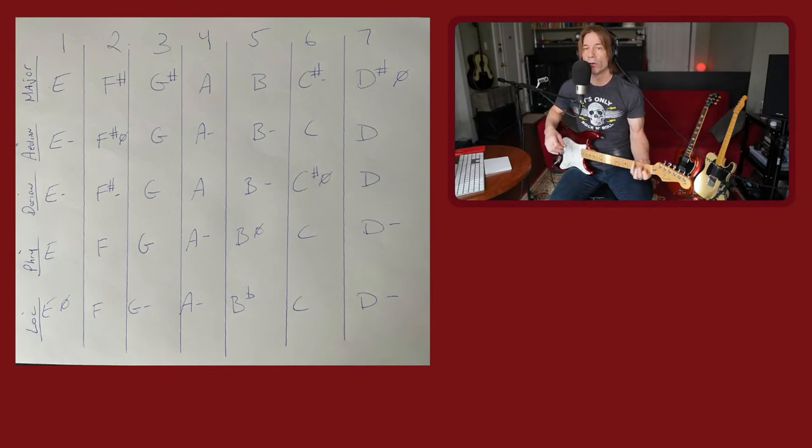Or we can go ahead and borrow, instead of the 6th chord, the 3 chord of the Aeolian. So it would be an E, a G, and then back to the A, the B.